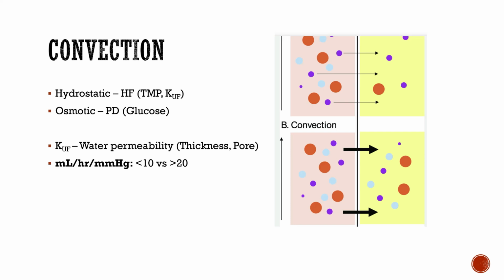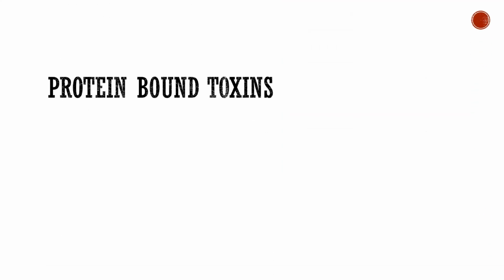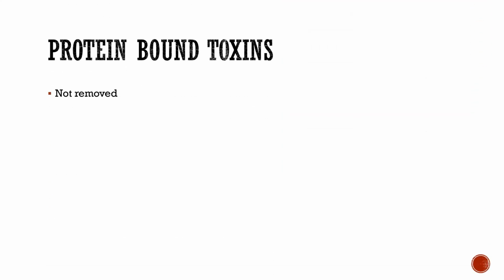Because of the smaller pore size, low flux dialyzers usually allow only the transfer of small solutes, whereas high flux dialyzers, owing to their larger pore size, allow both small and middle molecule transfer. However, even with high flux membranes, we can't efficiently clear protein-bound uremic toxins, because even if we increase the pore size, removing them would mean losing albumin, which is undesirable.